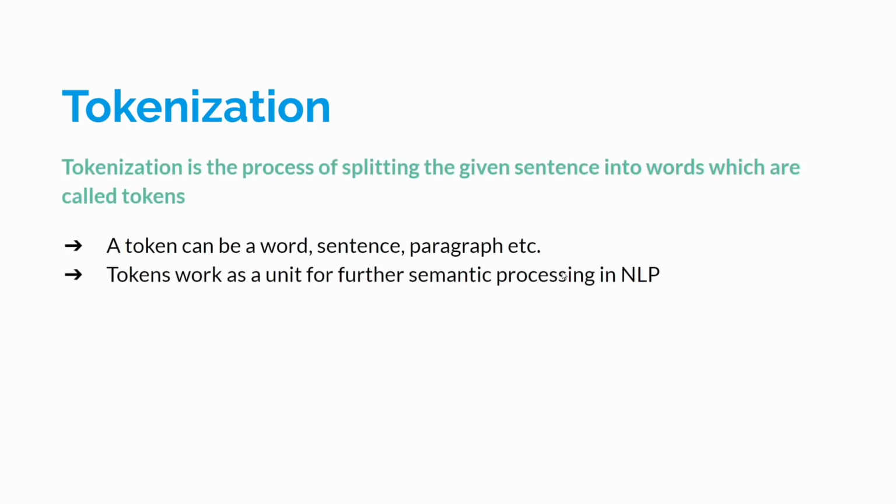So, as we mentioned tokens, let's look at the process of tokenization. Tokenization in NLP is the process of splitting a given sentence into words, which are called tokens. And as we discussed in the previous slides, these tokens can be anything from words to phrases or even sentences, depending on your application. The tokens work as a fundamental unit to be processed in NLP. Therefore, in any NLP application, it is a very important step to create appropriate tokens.